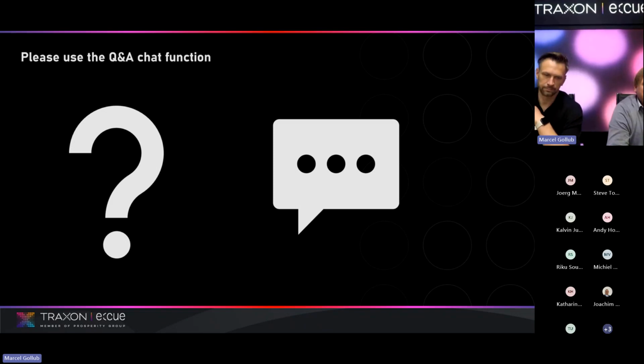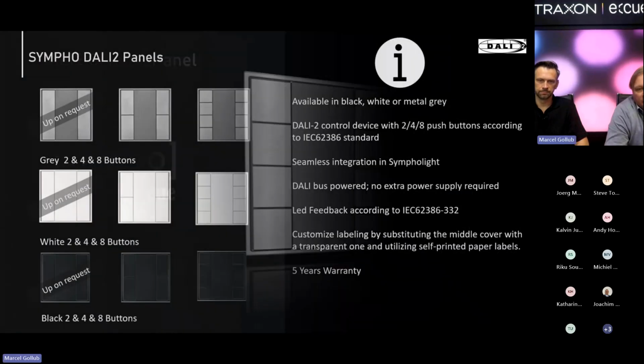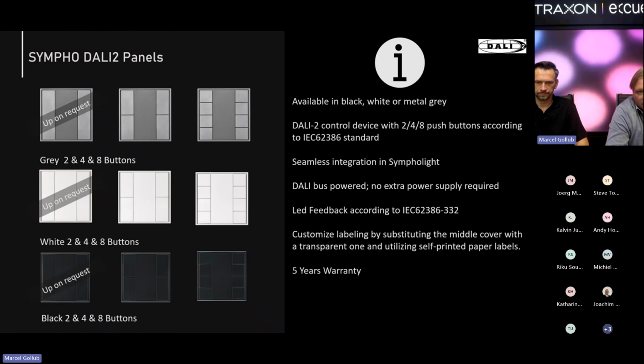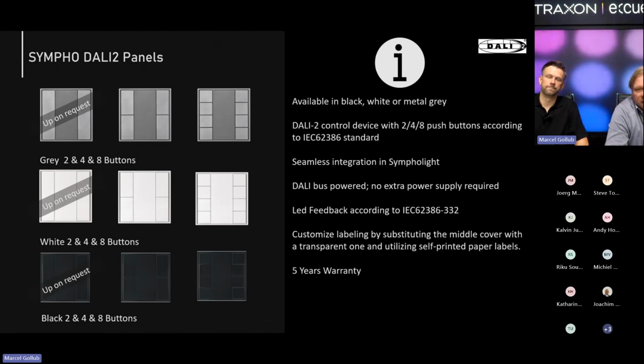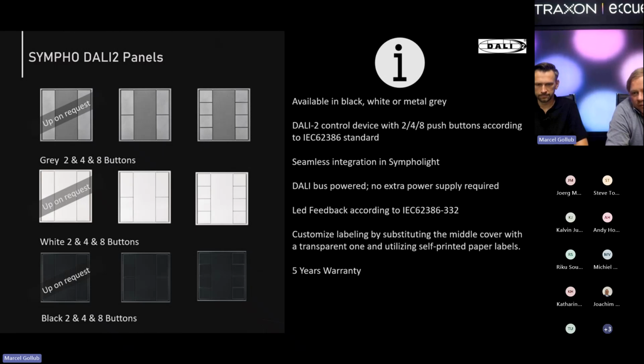But now finally we can start, and I would like to start with a new range of Sympho DALI control panels. As you can see here, they are available in different versions and colors. We have a gray metal finish, a white plastic version, and a black plastic one. They're available with 4 and 8 buttons. There's also a 2-button version, which is available upon request until now. Whenever you have a bigger request, we are happy to serve you in this matter as well. All products are DALI 2 certified.